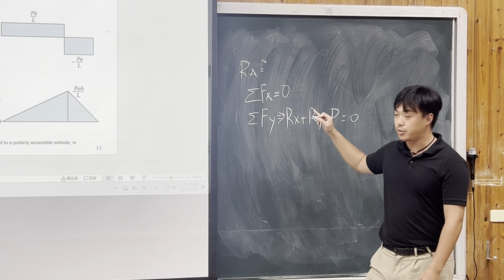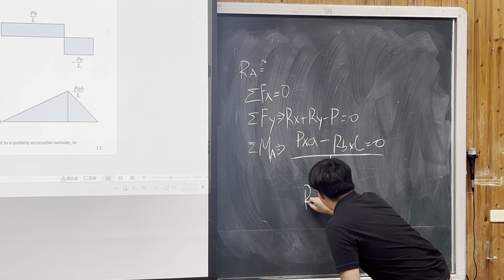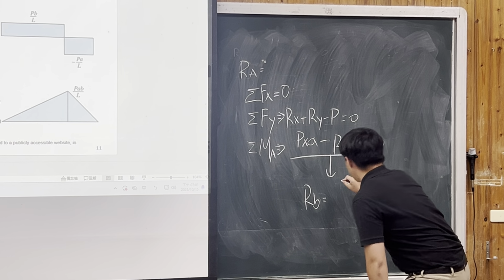Sigma M. We'll be calculating the moment about A. So it will be P times a, minus RB times L equals 0, right? From this, we can calculate that RB equals PA over L.